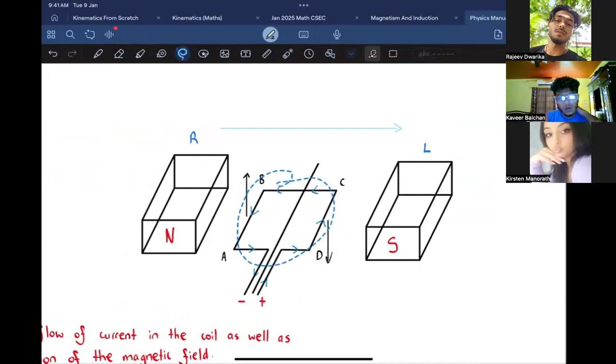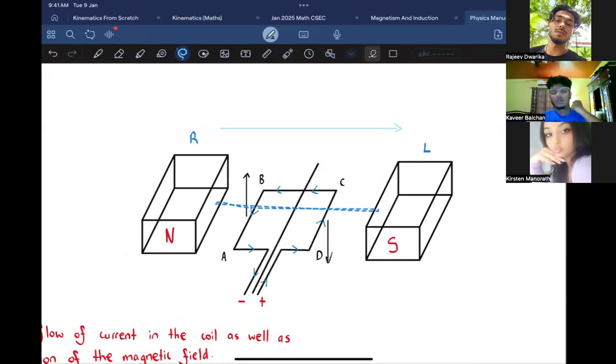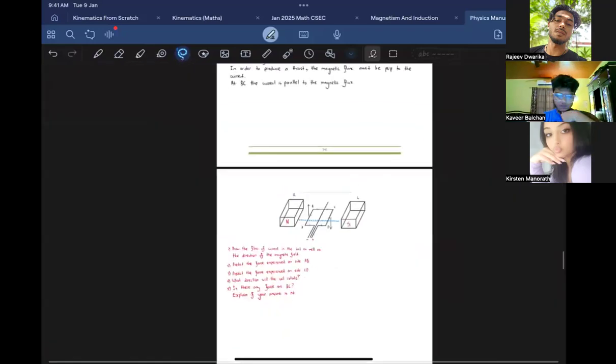Yeah, you sure you understand that? Like 100%? Like you could visualize it. Like when this thing's spinning, it's gonna interact with the magnetic fields here. Yeah, okay.